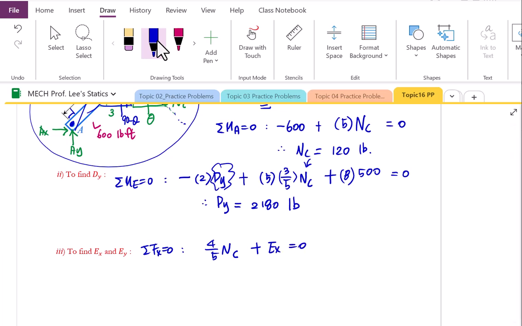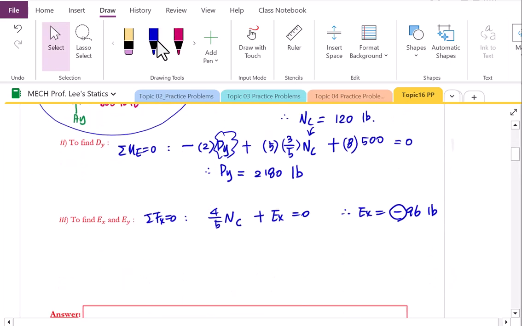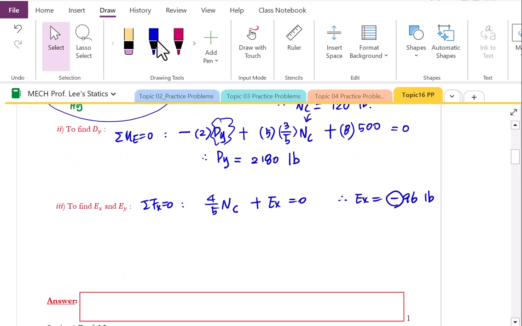N of C, again, we found from the previous steps. Substituting that information, E of x will be minus 96 pounds. Minus means opposite direction, as we said in the free body diagram. So how can we interpret? To be in equilibrium in this horizontal direction, E of x must actually point in the left horizontal direction. That way, the body can be in equilibrium. How much? 96 pounds must be applied.